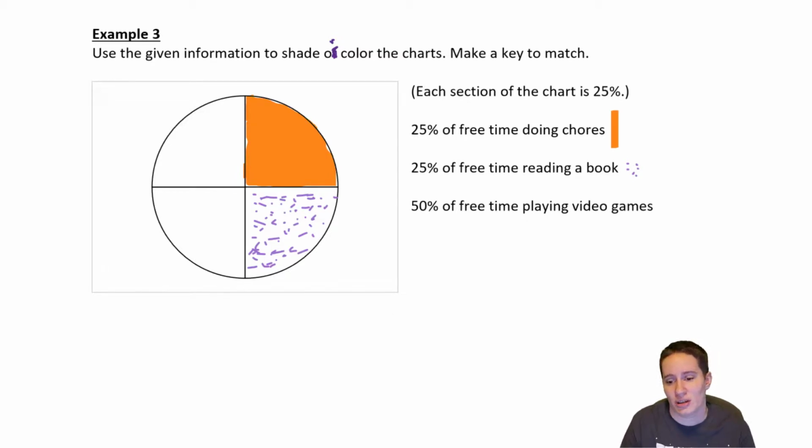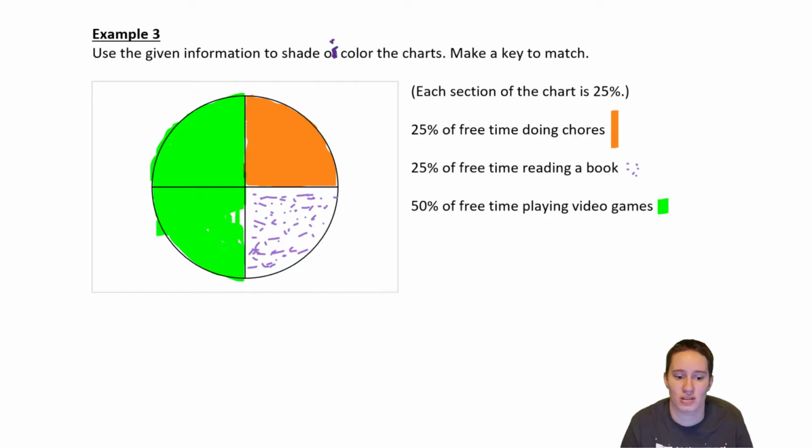50% of free time playing video games. So I'm going to shade it green. And so 50% is half. So it gets 2 of these quarters, right? So if you aren't already relating percents to fractions, that would be really, really helpful to start trying to do. When we think of 25%, we should think about quarters or 0.25. When we think about 50%, we should be thinking about half or 0.5.